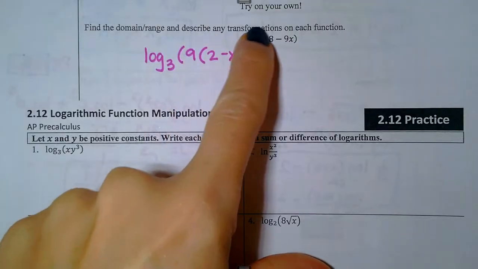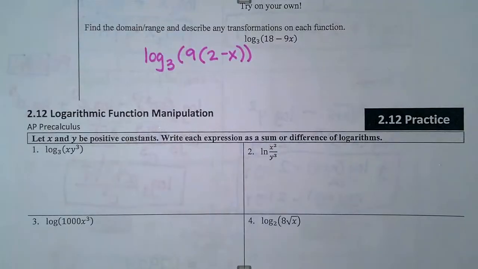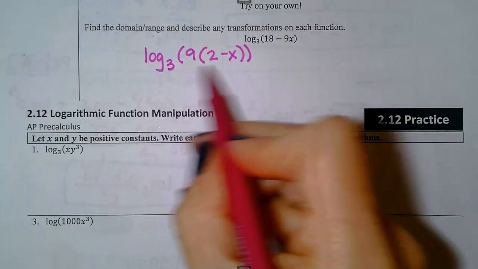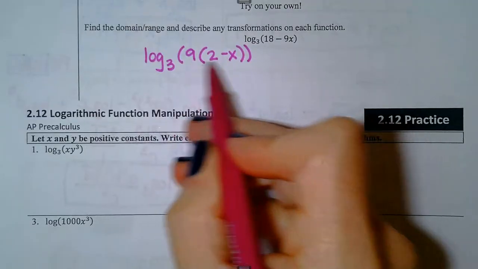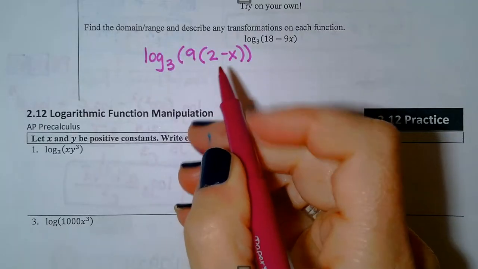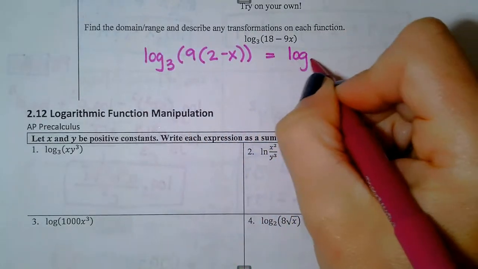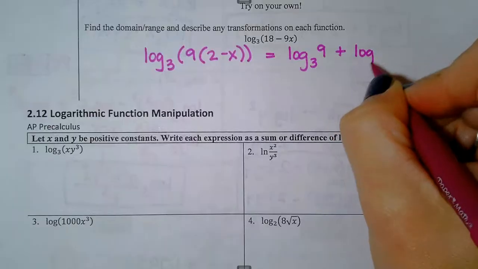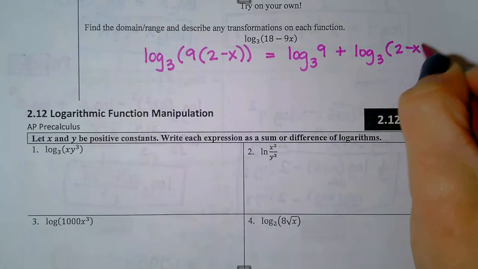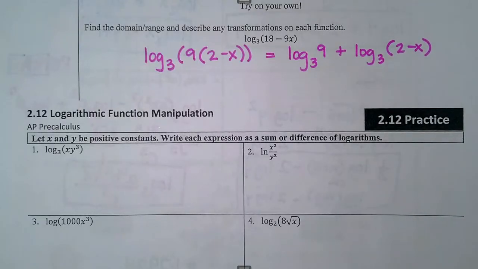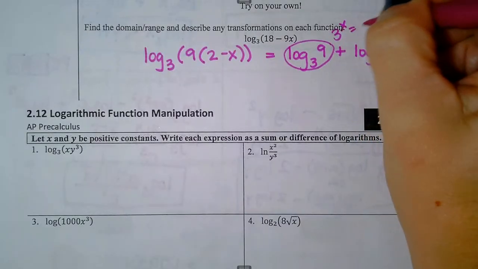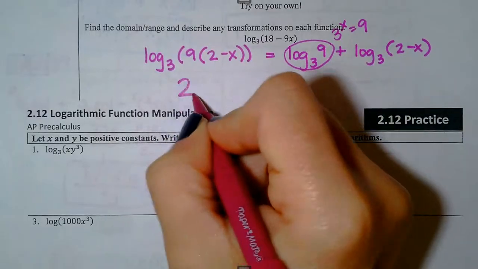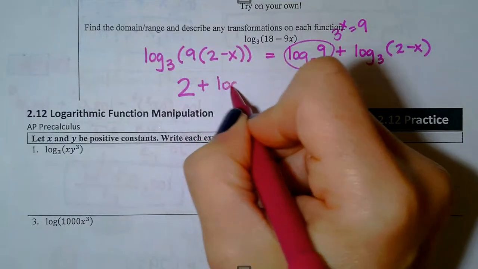Because then I'm getting closer to a parenthesis that kind of matches my transformations. Okay, because they want me to describe any transformations. So you have to have x by itself. You can't describe a transformation without x by itself. So what's happening between 9 and 2 minus x? They're being multiplied. So I can add them. So I can do log 3 of 9 plus log 3 of 2 minus x. Anybody know what this is? Yep, because 3 to the x equals 9, so that's a 2. So I can rewrite that as 2 plus log 3.